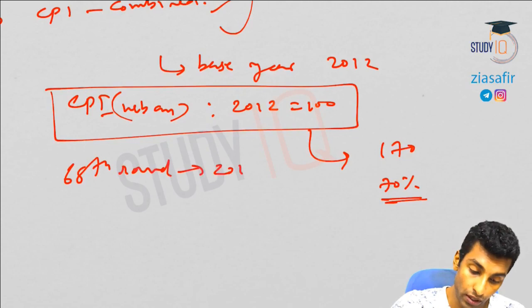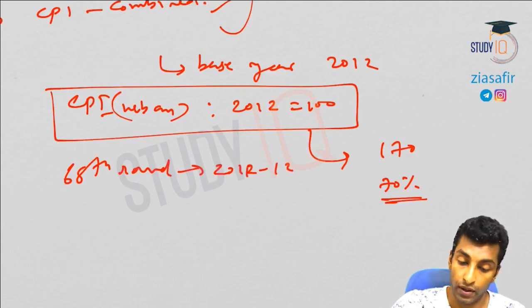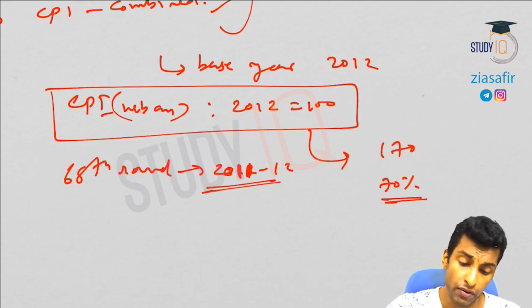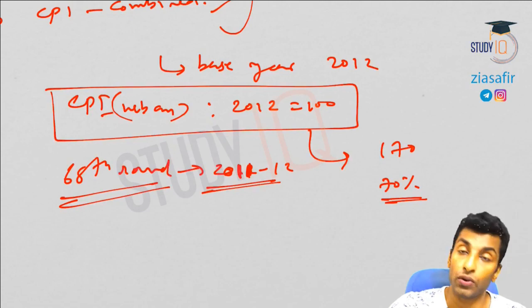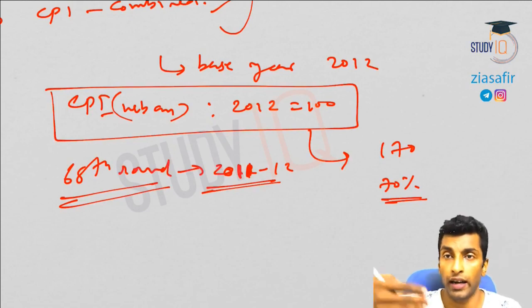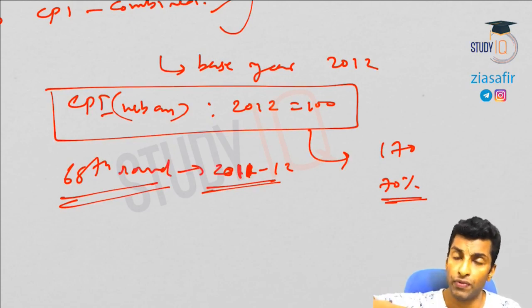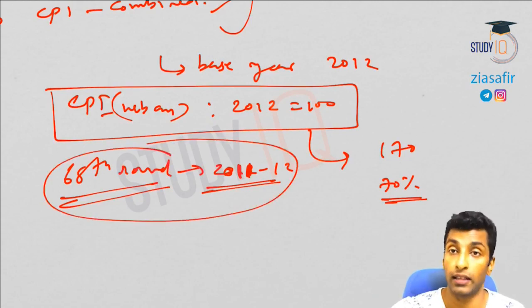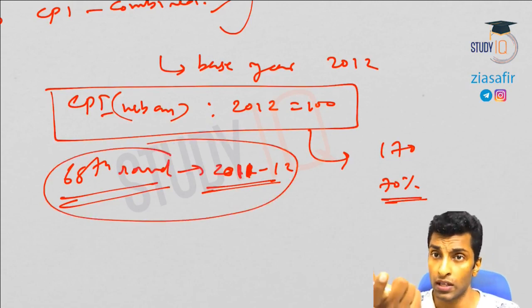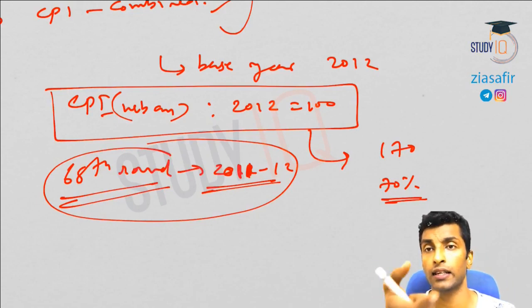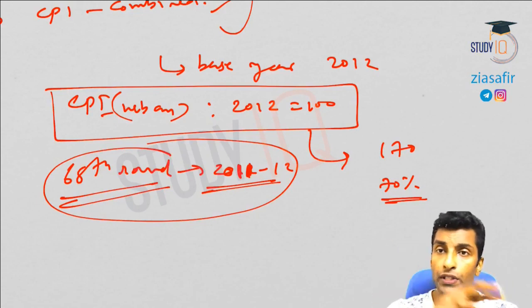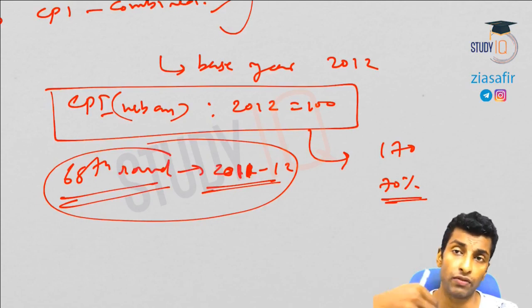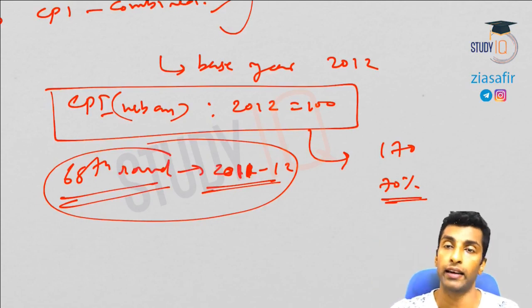The 68th round was in 2011-12. As I have told you, the base year for WPI is fixed in 2000 on the basis of 2011-12. Every year NSSO conducts surveys, and every 5 years there will be a large scale survey. The surveys are called rounds. 68 rounds were conducted, out of which every 5 year large scale surveys reflect more detailed data and analysis.